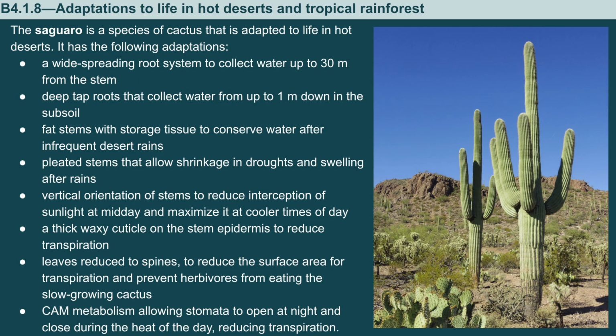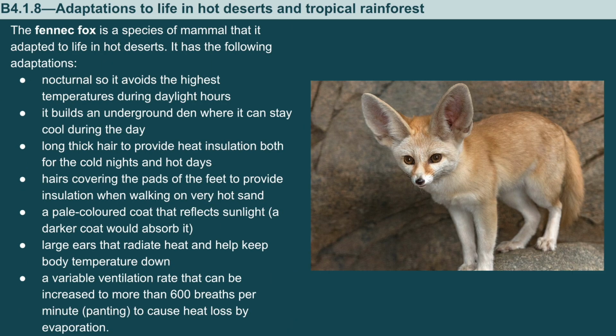Okay, now let's look at how an animal, the fennec fox, is adapted to those hot deserts. They are nocturnal in order to avoid the highest temperatures during daylight hours. They build an underground den where it can stay cool during the day. It has long, thick hair to provide heat insulation both for the cold nights and the hot days. There's hair covering the pads of the feet to provide insulation when walking on very hot sand. They have a pale-colored coat that reflects sunlight. A darker coat would absorb it.